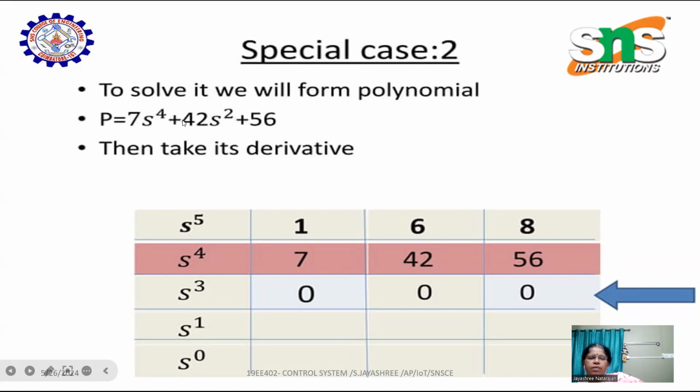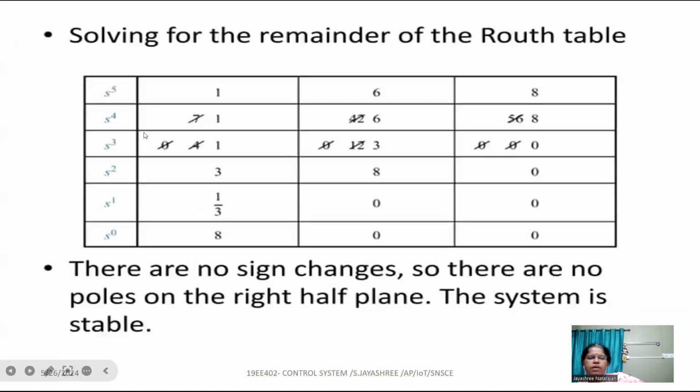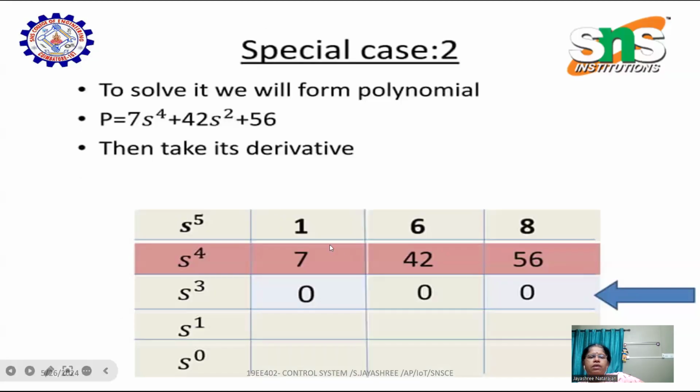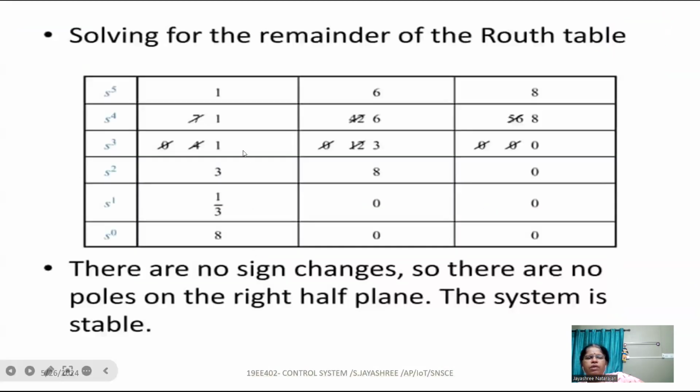For this polynomial, take the derivative, and put the values here. Here, all are multiples of 7, so we can divide throughout. Look into the second row: we are dividing the common term by 7, so we are getting 1, 6, 8.